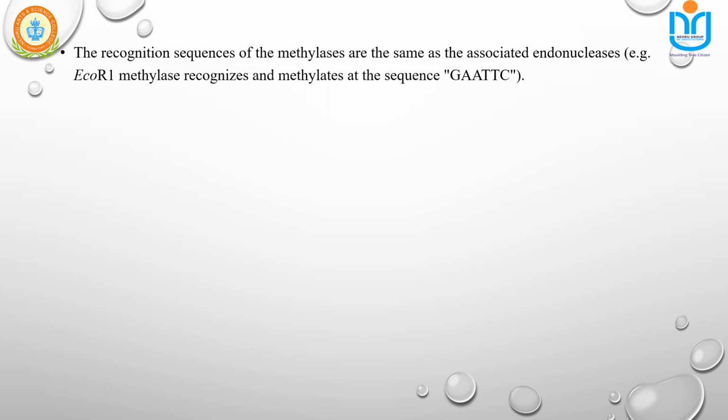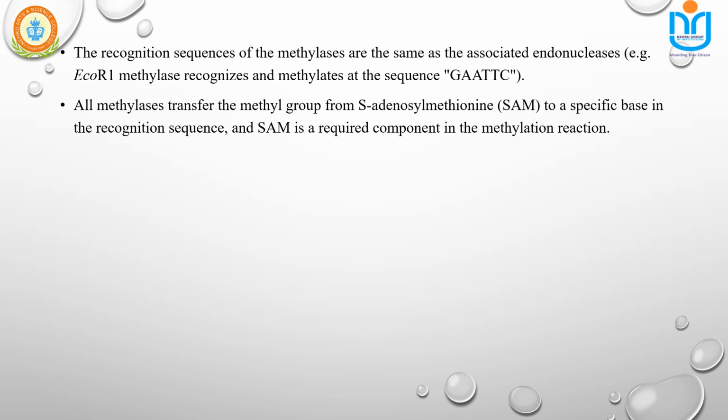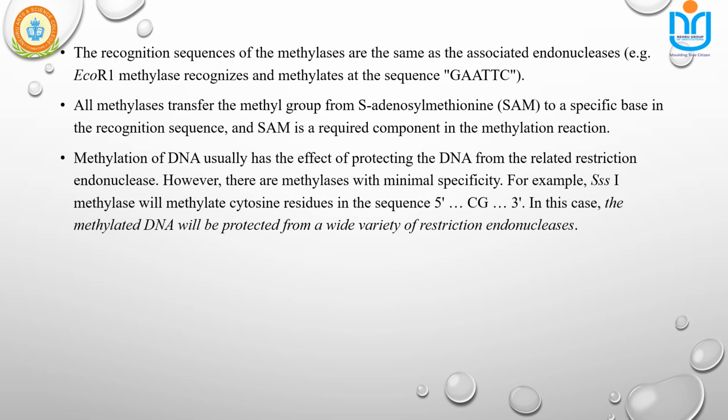The recognition sequences of the methylases are the same as the associated endonucleases. For example, EcoR1 methylase recognizes and methylates at the sequence GAATTC. All methylases transfer the methyl group from S-adenosylmethionine (SAM) to a specific base in the recognition sequence, and SAM is a required component in the methylation reaction. Methylation of DNA usually has the effect of protecting the DNA from the related restriction endonuclease.